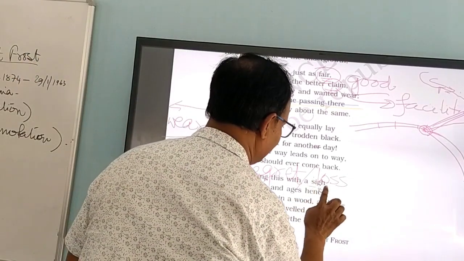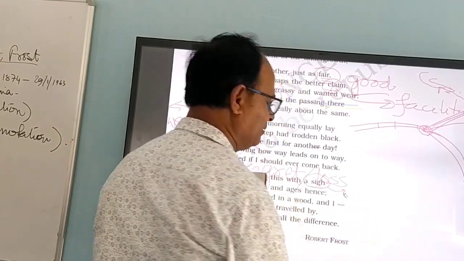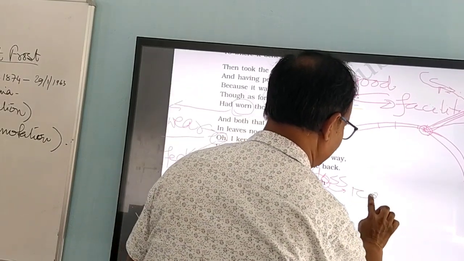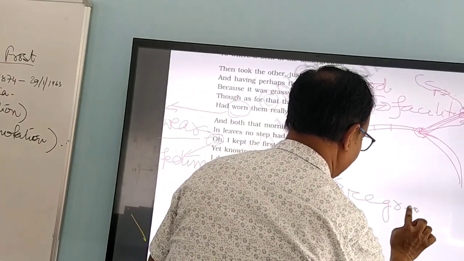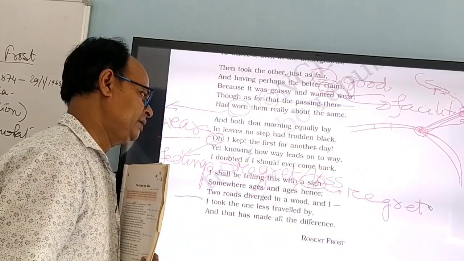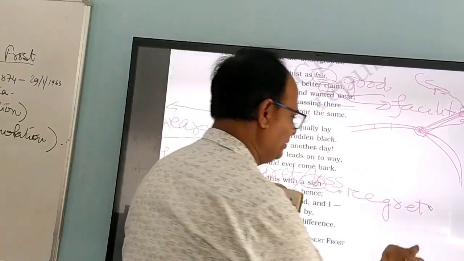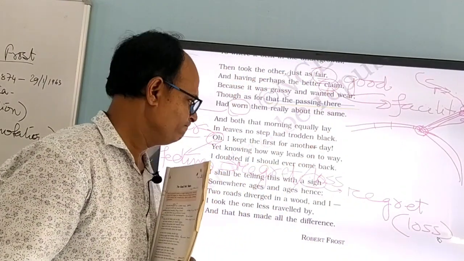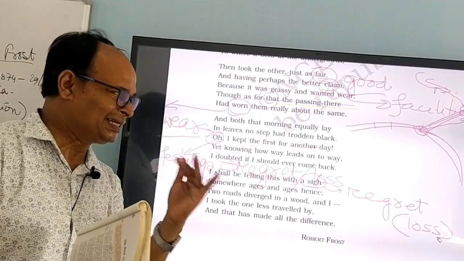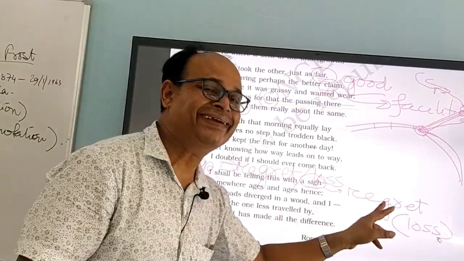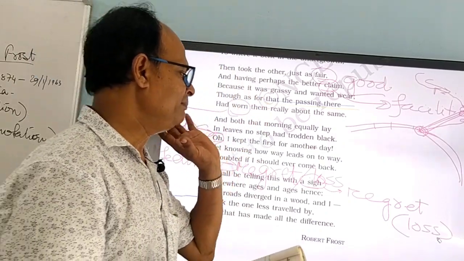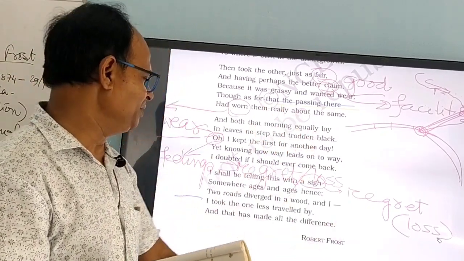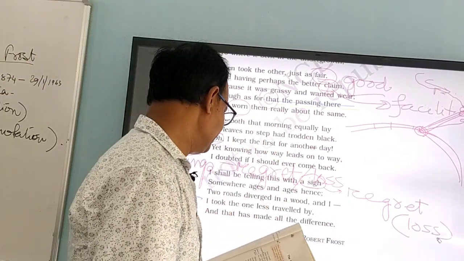What is the meaning of sigh? S-I-G-H, sigh means regret, R-E-G-R-E-T, regret. So why is there a regret? Regret means there is a sense of loss. So he was at a loss. He was regretful. There was great regret in his mind, and he will tell this to everyone.